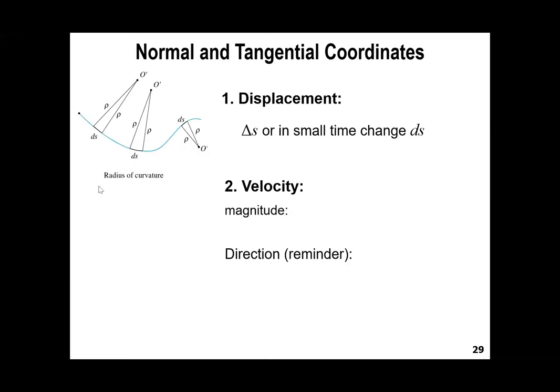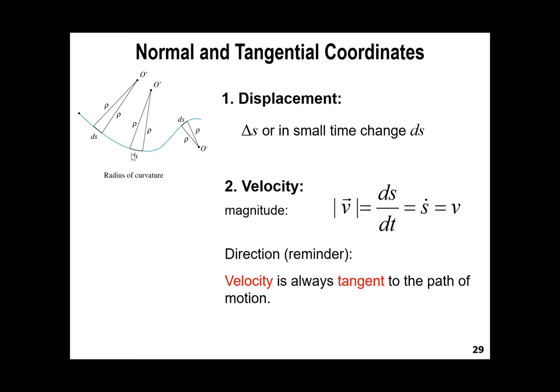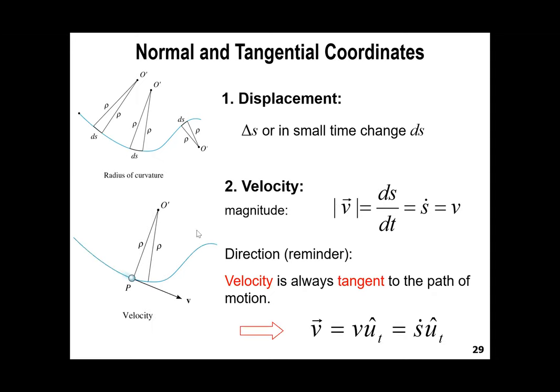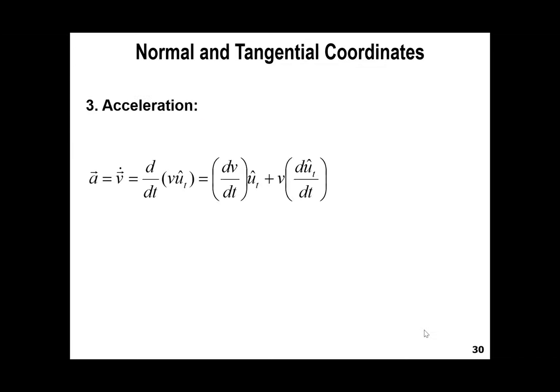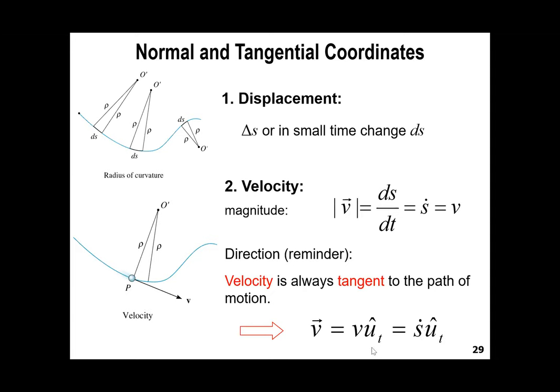The way we calculate displacement is the length of the curve that the particle goes through. When you find the velocity, the change of this ds over time is going to be velocity. The magnitude is tangent to the path, so we use the tangent unit vector times the magnitude of velocity. And when we want to find acceleration, we take the time derivative of this, because v and u_t both vary, both have time derivatives.